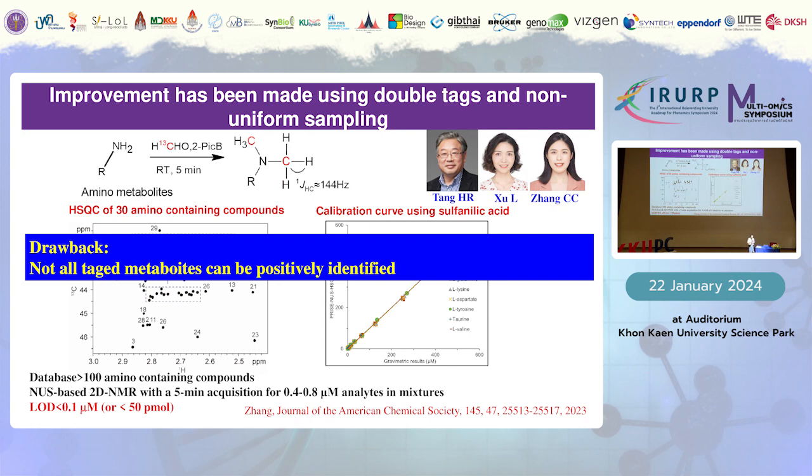In this study, we're using C13-labeled reagent to derivatize metabolites containing an amino group. Then we do HSQC, and you can see the sensitivity increased hugely. You could get an LOD of 0.1 micromolar, all within a 5-minute acquisition. This is a way forward to improve the sensitivity of NMR.